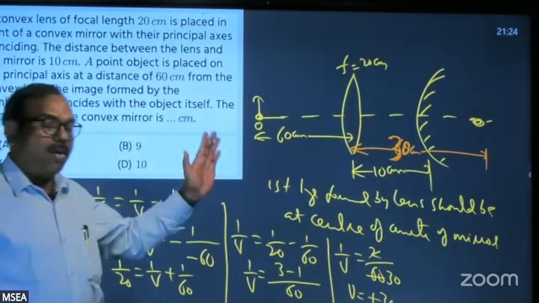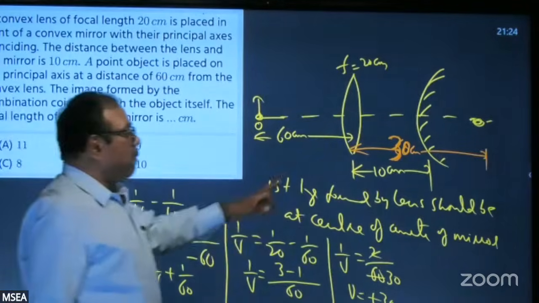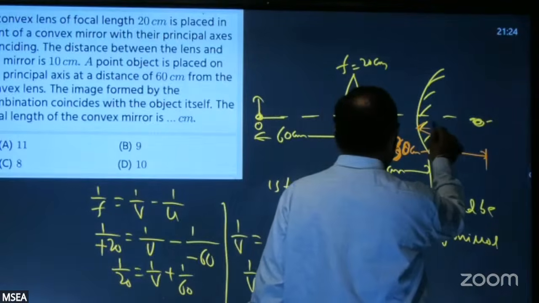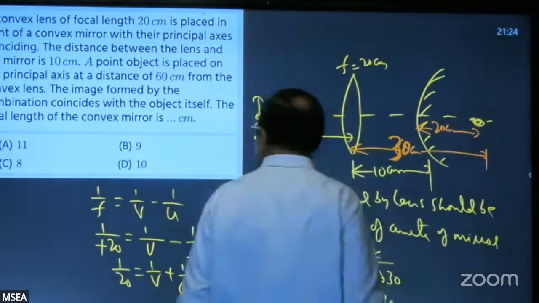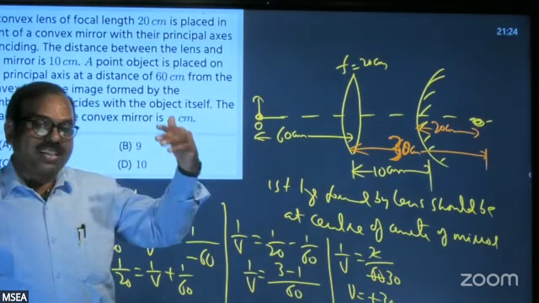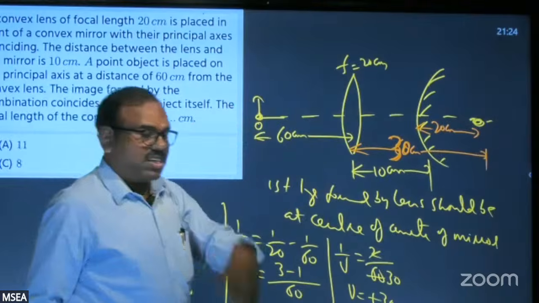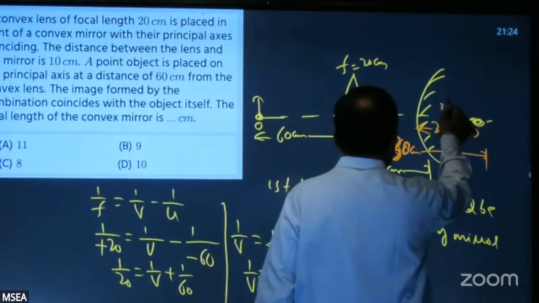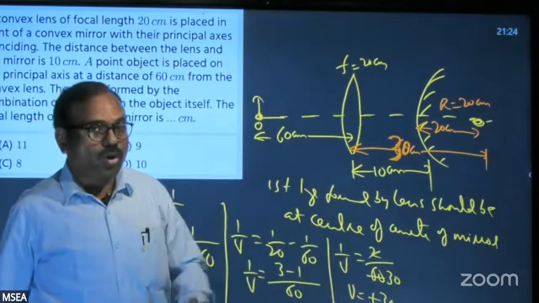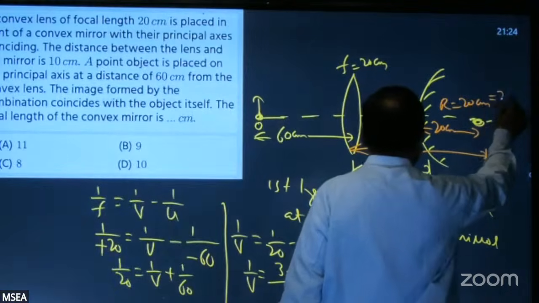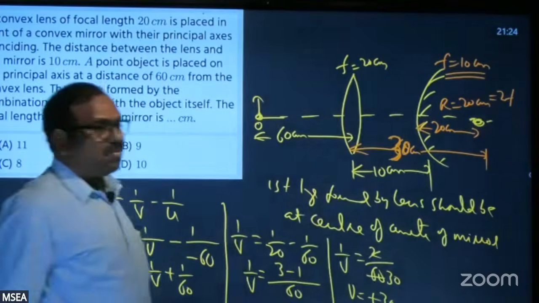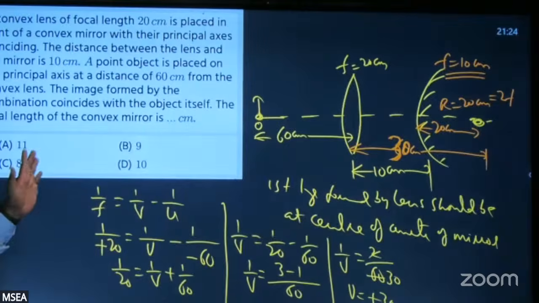So the first image formed by the lens is at 30 centimeters, but this total is 30, and already this is 10. Then what should this one be? This is 20 centimeters. As this is 20 centimeters, the first image formed by the lens must be at the center of curvature of the mirror. That means this should be the center of curvature of this mirror. As the radius of curvature is 20 centimeters, what is the focal length of that mirror? R is equal to 2f, where f is equal to 10 centimeters. That means the focal length of this convex mirror is 10 centimeters.